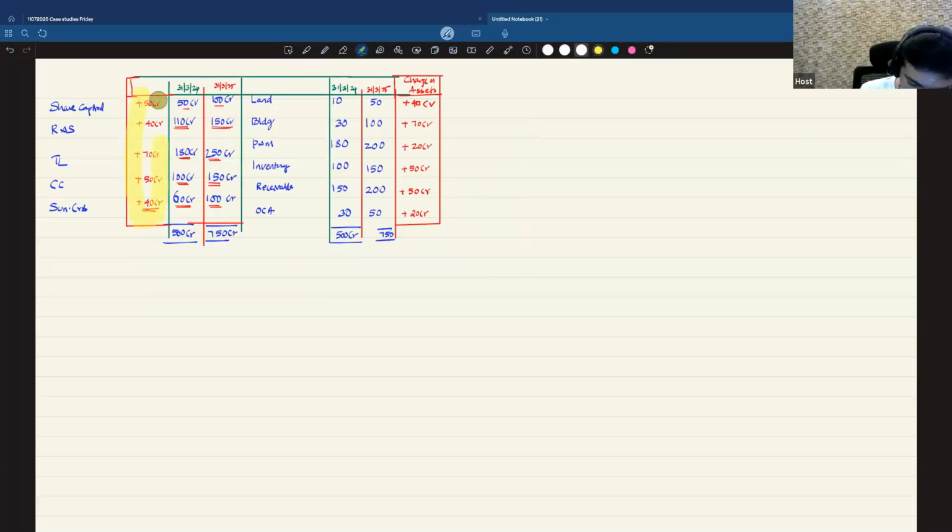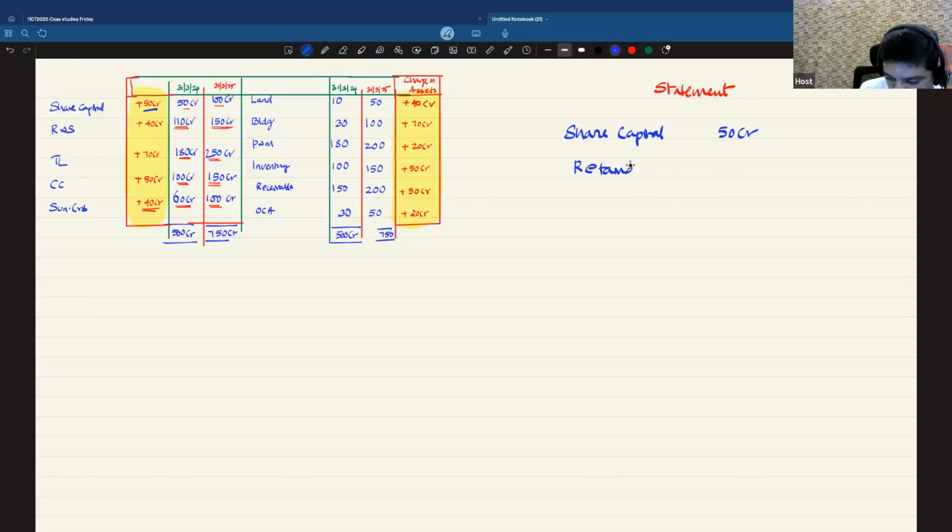Look, this is the change that happened. This is how the money has flowed in, and this is how the money has been used, right? Let me put it in the form of a statement. How much money has flowed in here? It has flowed in because of share capital. We got 50 crore. How much money had come in because of retained profits? It is 40 crore.